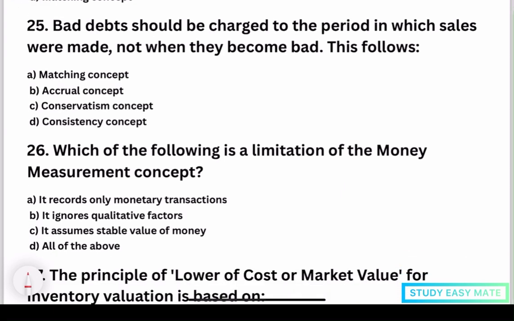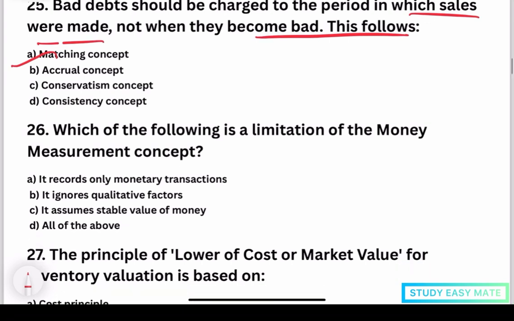So what is the 25th one? Bad debts should be charged to the period in which sales were made, not when they become bad. So this follows the matching concept. Why? Bad debts should be charged to the period in which sales were made, not when they become bad, right? So this will also ensure that the expense of bad debts is matched with the revenue from the sales that generated those debts, providing a more accurate picture of profitability for each period.